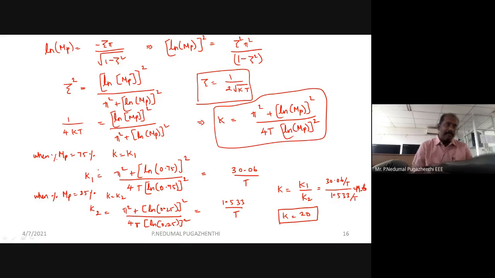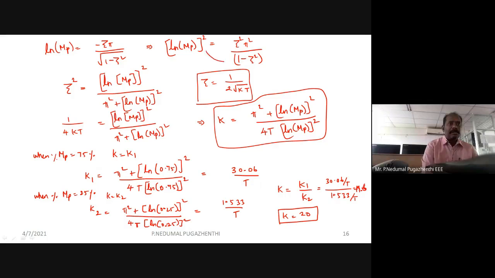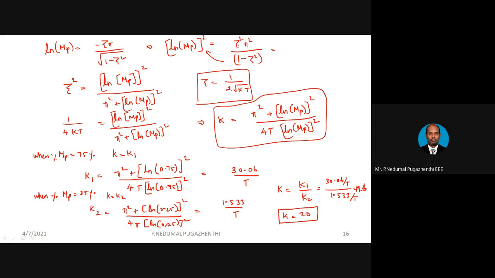Any step? I think I have skipped a step here. This point, the relationship between Mp and zeta. If you cross multiply this, you will get ln of Mp squared minus ln of Mp squared zeta squared, the whole squared, which is equal to zeta. So from that, I will try to group the zeta values and get a relationship like this. That is the only step I have skipped actually. But if you sit and work on it, you will get this relationship directly.